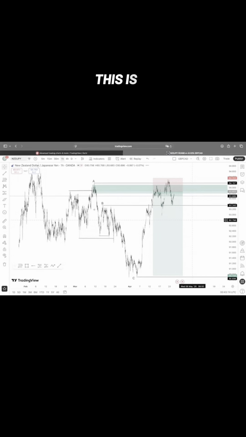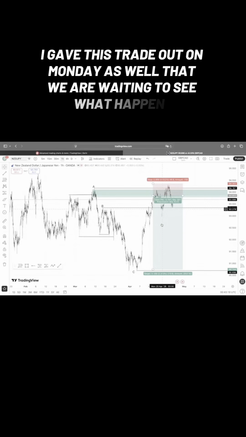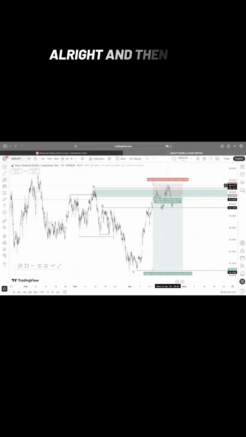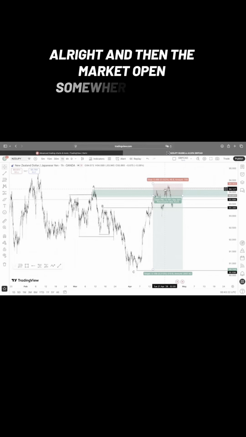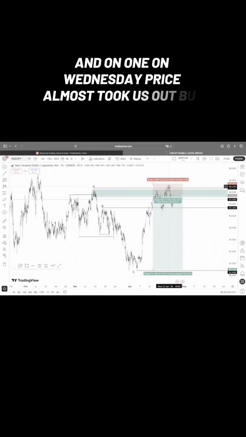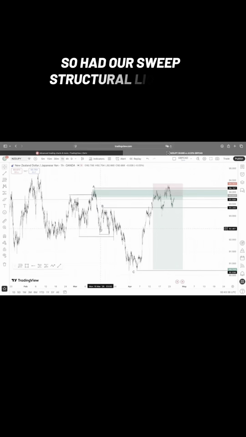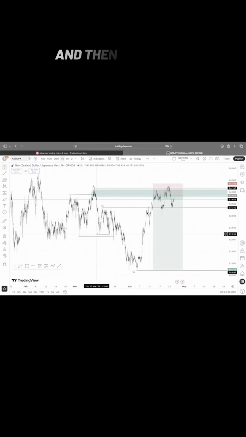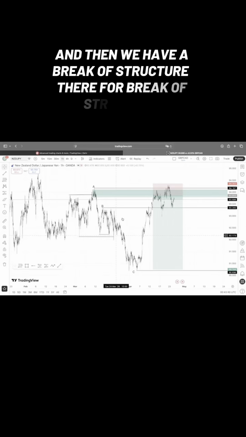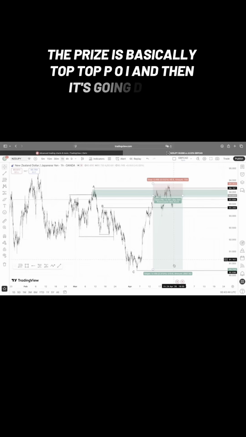Okay, this is it. I gave this trade out on Monday as well, that we're waiting to see what happens. All right, and then the market opened somewhere around here. Okay, and on Wednesday, price almost took us out, but it's still surviving. All right, so we had our sweep, structural liquidity forms, and then we have a break of structure, then another break of structure, then price basically tapped our POI, and then it's going down.